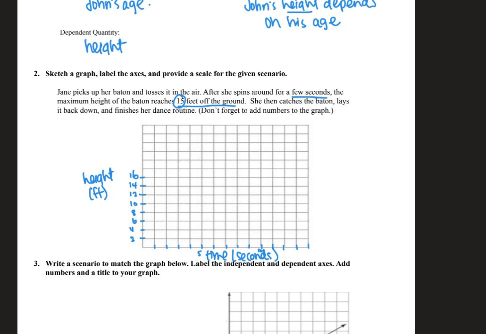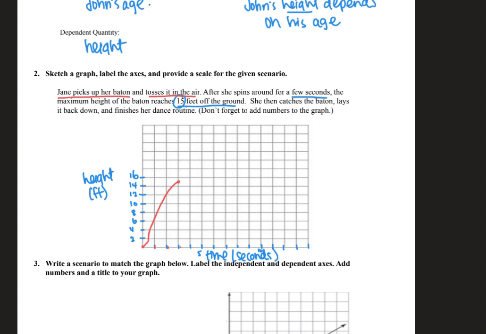Okay, and now let's graph our situation. The first thing that happens is Jane picks up her baton. So we're assuming the baton is on the ground. It starts on the ground and she picks it up. So maybe she picks it up, goes a little bit off the ground. Next, she tosses it in the air, she spins around for a few seconds, so maybe 1, 2, 3, and it reaches its maximum height at 15 feet. So she throws it up in the air, reaches its maximum height of 15 feet, and then comes back down.